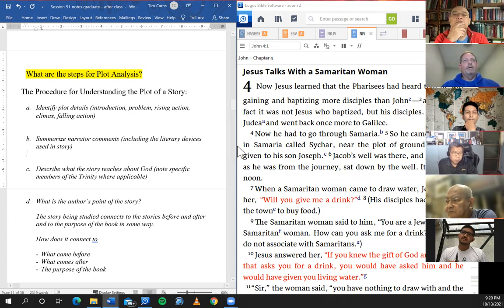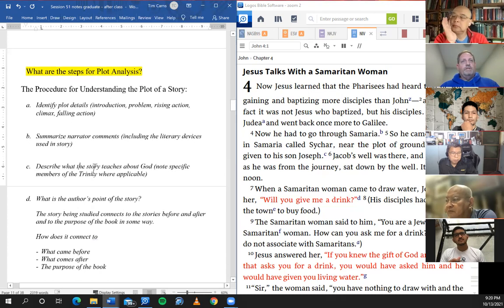And here I would also encourage you to include any literary devices that he uses, like irony or repetition, and looking at the story as a whole. All right, so in that regard, describe what the story teaches about God. And then what's the author's point?